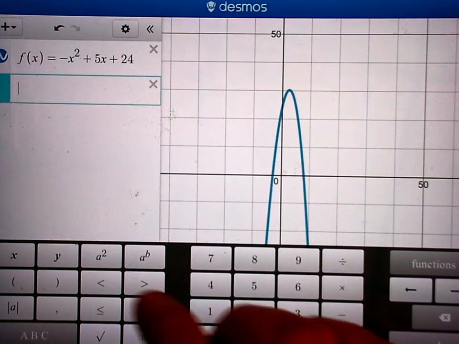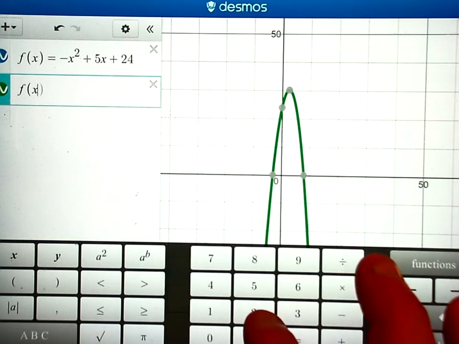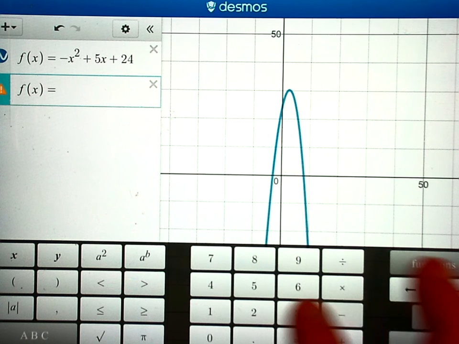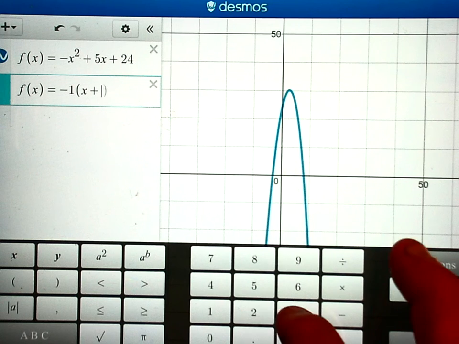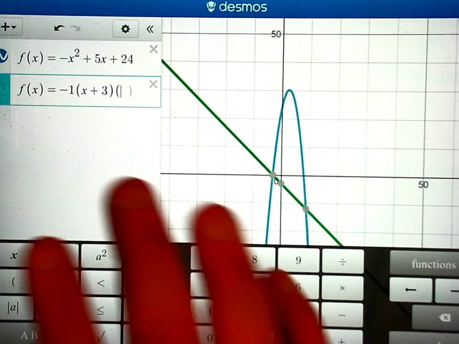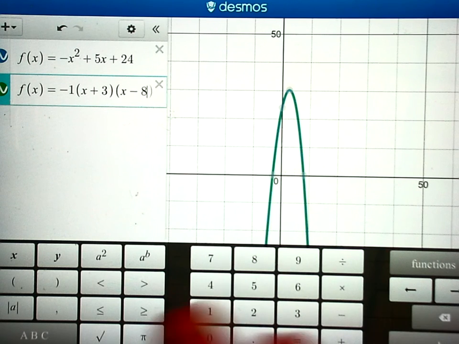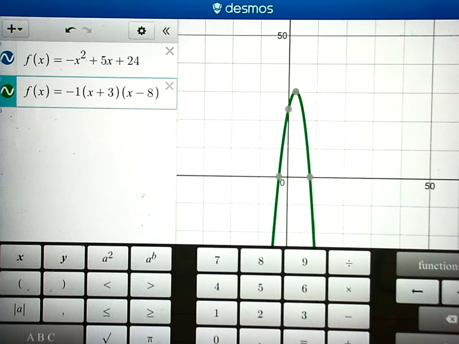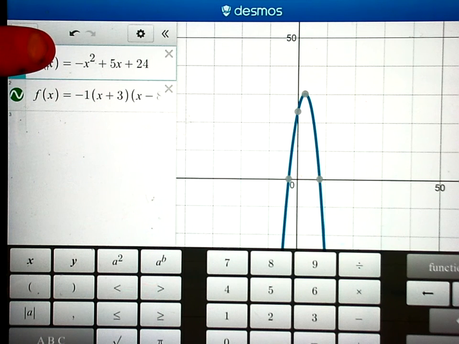Well, what I created was this one. F of x equals, we have a -1, parentheses, x plus 3, close your parentheses, open a new pair, x minus 8, close your parentheses. And look what happened. There's the green graph, our new one, our answer. And then if I hit this one, there's the blue graph. Green graph, blue graph. It's the same graph.